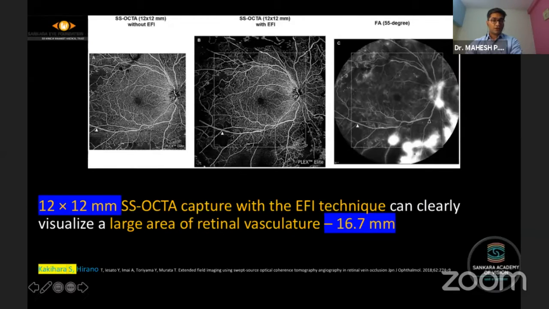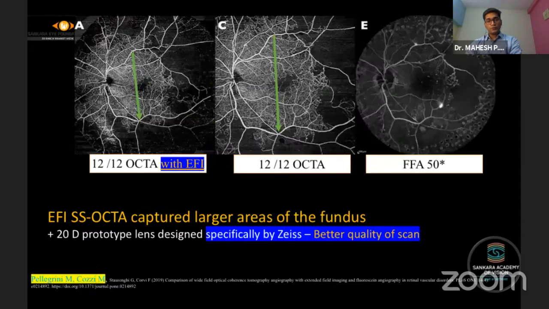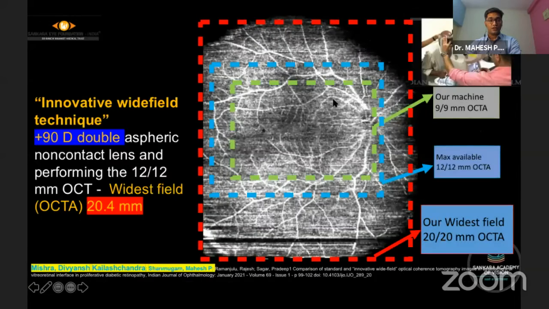It can also take a wider 16 mm by 12 mm scan, which we can see utilizing a 20 diopter lens. There are some newer advances: a 20 diopter prototype lens has been designed by Zeiss, which is not yet in the market, which gives us better quality.